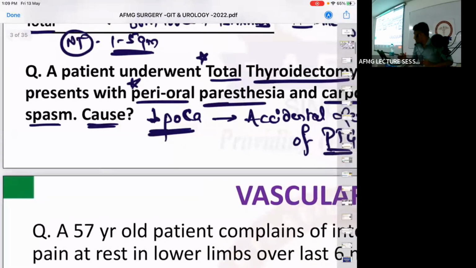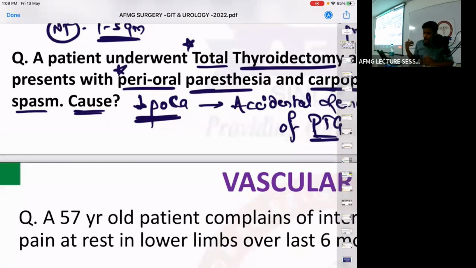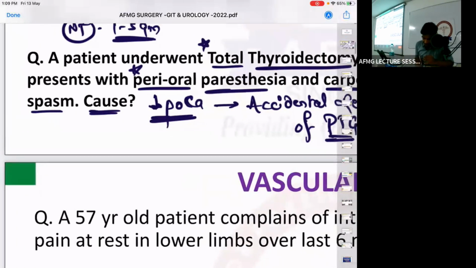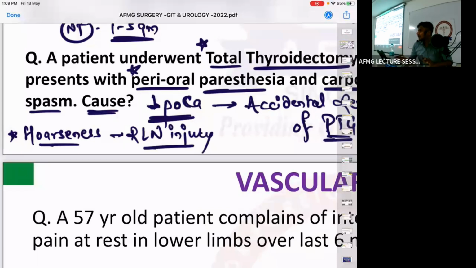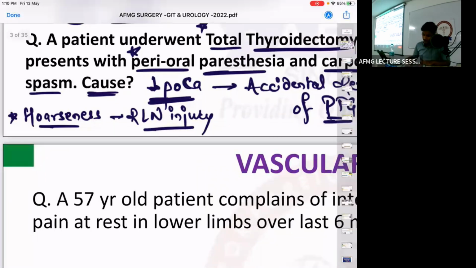Along with that, an important ENT question also comes from surgery. After a total thyroidectomy surgery, if the patient presents to you with hoarseness of voice, that means there is injury to the recurrent laryngeal nerve. So the most common nerve injured after total thyroidectomy surgery is the RLN, the recurrent laryngeal nerve, because it is in close relation to the thyroid gland. Inferior is the RLN, superior is the SLN.